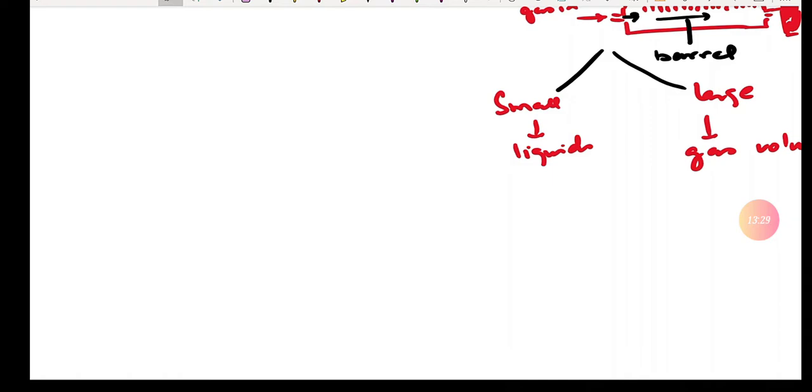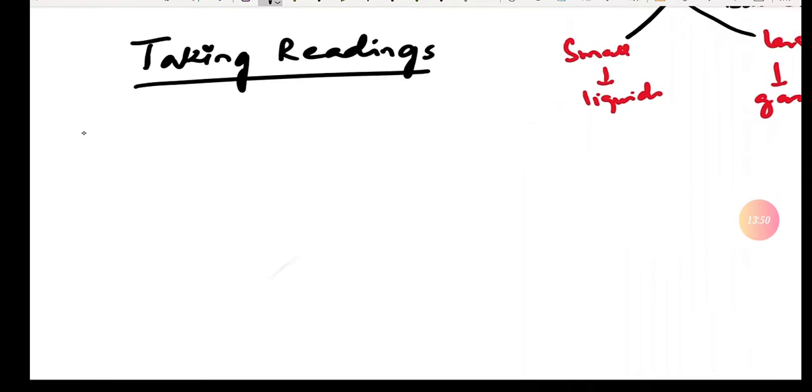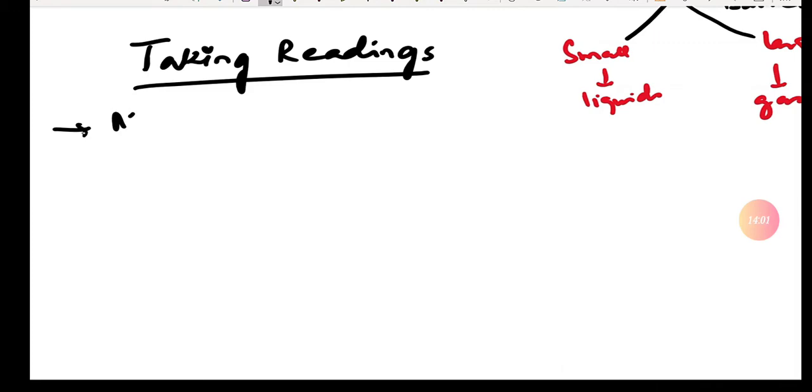Now the next important thing is about how to take readings. Taking readings. You should be able to read these apparatus very carefully, because you can be asked, as you are asked in paper 4, to fill in certain tables for unit readings for solving titration questions. So one thing important first is looking at the meniscus.